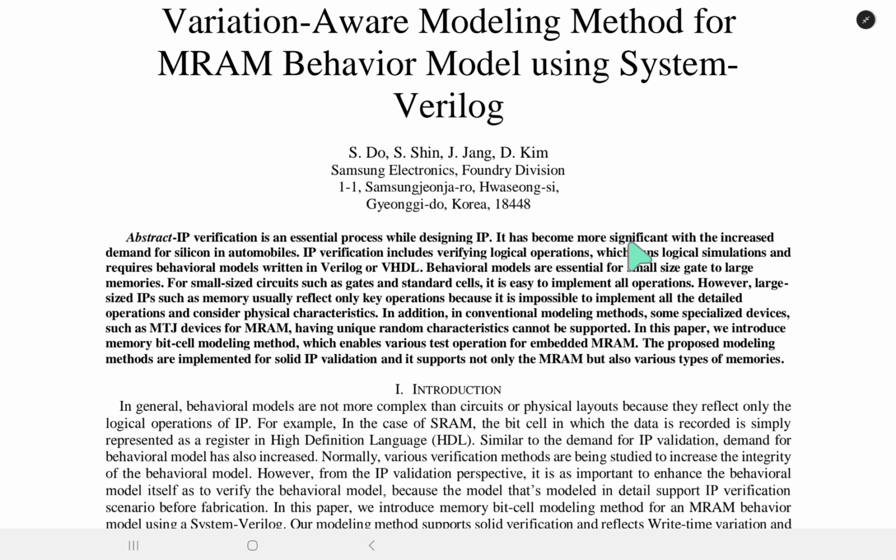It has become more efficient and significant with the increased demand for silicon in automobiles. IP verification includes verifying the logical operations, which requires behavior models written in Verilog or VHDL. Behavior models are essential for small-size gates to large memories.